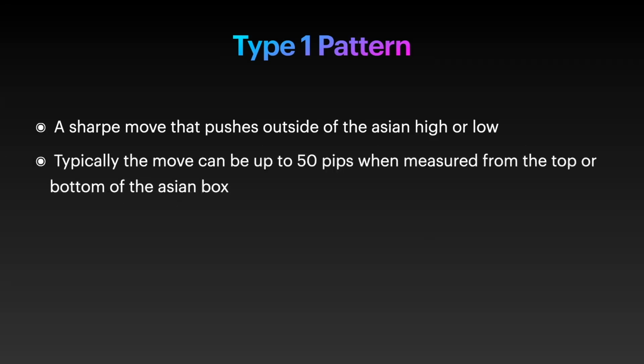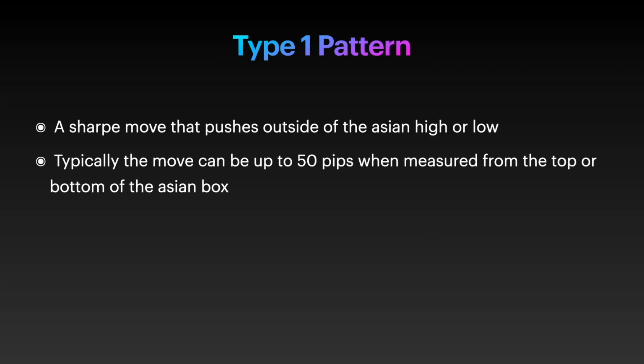This typical push, the stop hunt move, is basically up to 50 pips when you measure it from the top or the bottom of the Asian box. So it typically goes up to 50 pips. Some days it'll be 25, other days it'll be 20, 30. We don't know because we don't know the numbers that the market makers need to reach or hit. That's our only disadvantage.